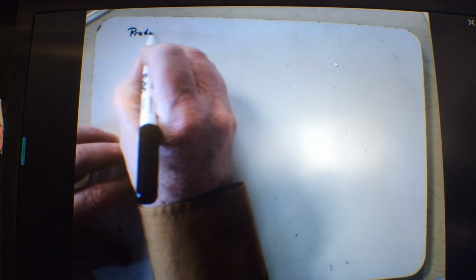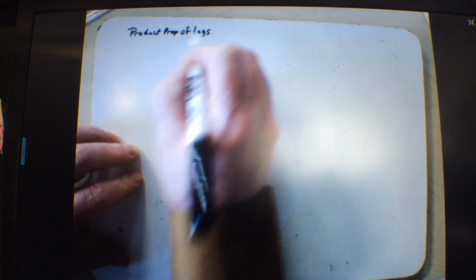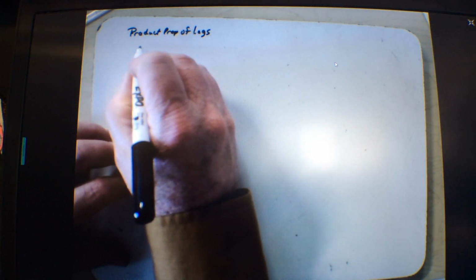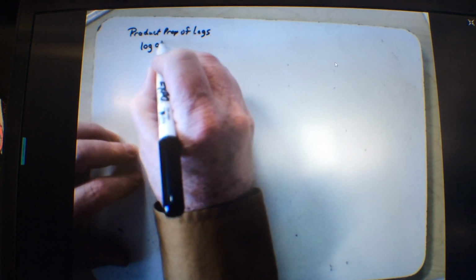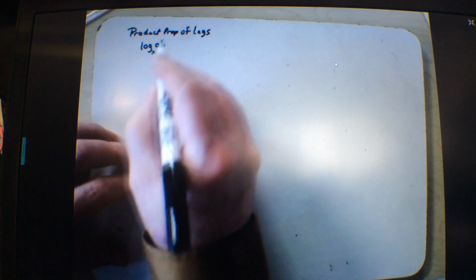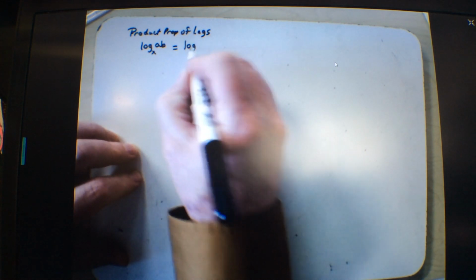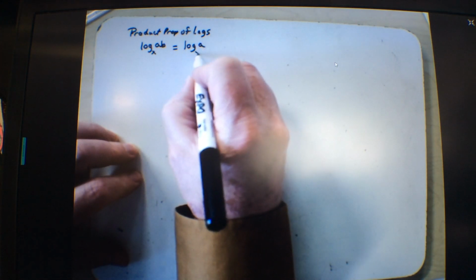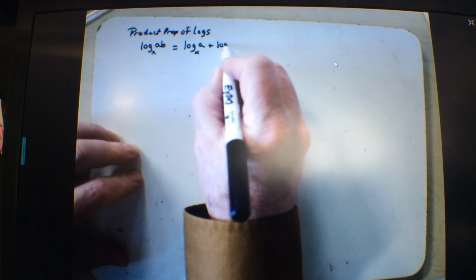We have the product property of logarithms, so I'll just say of logs, okay? And it says that if I have the log of some product, we'll call it AB, base x. So I'm taking two things times each other, you see that? Base x. This has exactly the same value as the log of A base x plus the log of B base x. Okay, so you can split them up.